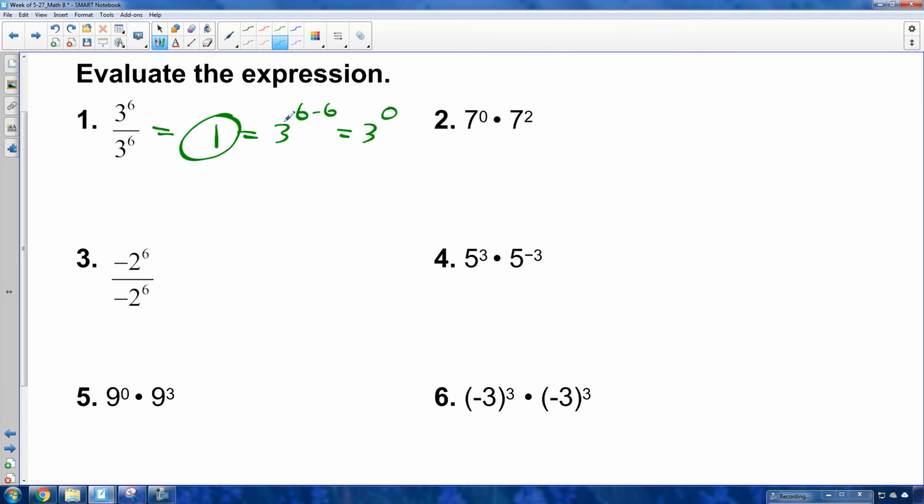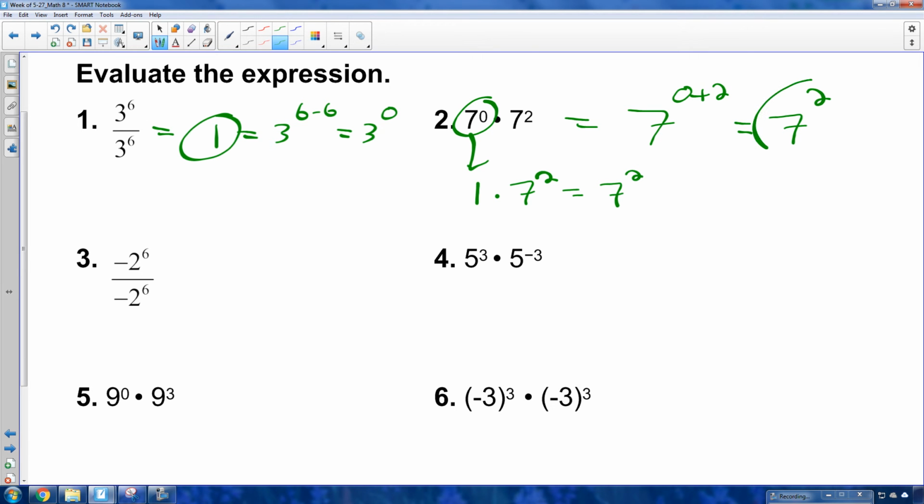How about this one? 7 to the 0 and 7 to the second. Well, that's 7 to the 0 plus 2, right? Which is just 7 to the 2. Agree? So it's almost like this guy right here was useless. And the reason is that that's equal to 1. It's 1 times 7 to the second. It's just 7 to the second. So the answer is 7 to the second. So anything to the 0 power is 1. You could just rewrite it as a 1, and then you just have 7 to the second.